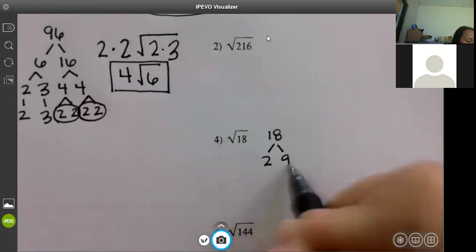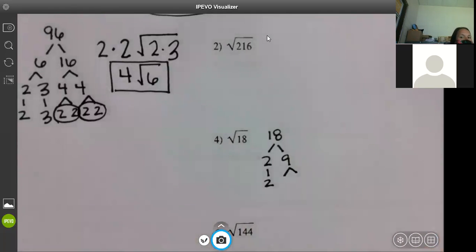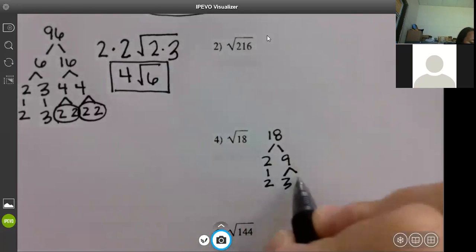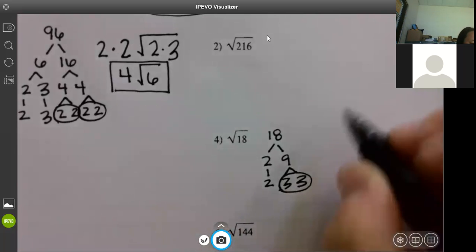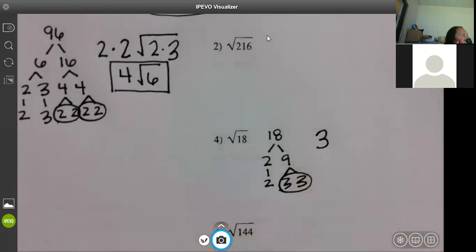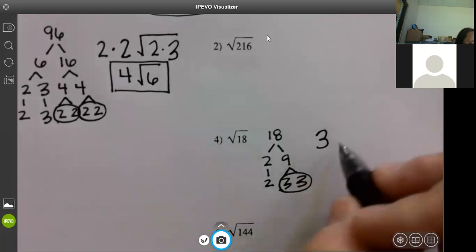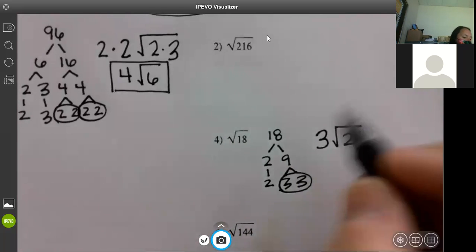All right, so I did 2 and 9. 2 will not break down. 9 breaks into what? 3 and 3. None of these numbers break down anymore, so I know I've prime factorized. So the next step is to look for pairs. Do I have a pair of numbers? 3. I have 3. So a 3 comes out because I had 1 pair, so 1 3 comes out. What I did not circle stays inside. There is nothing else to do. That's your final answer.